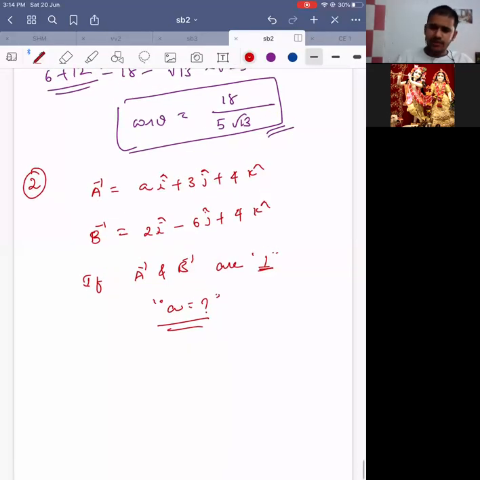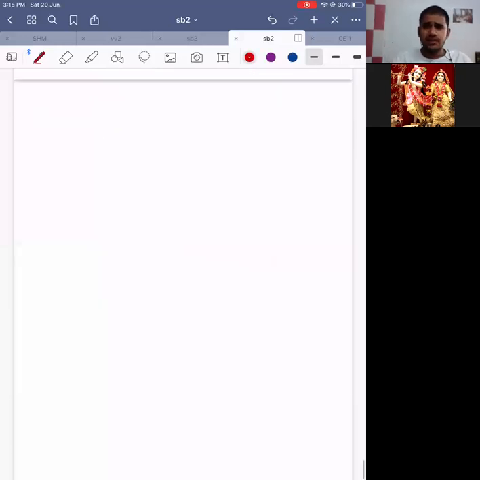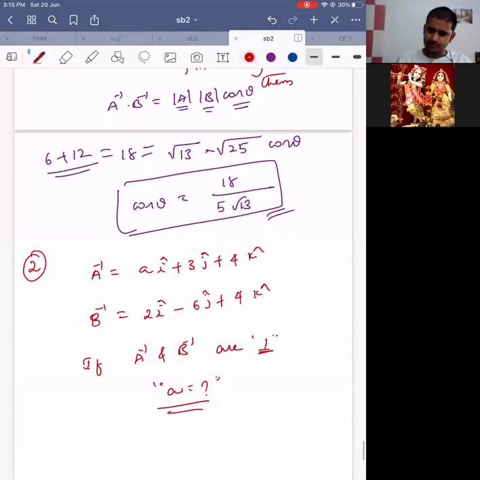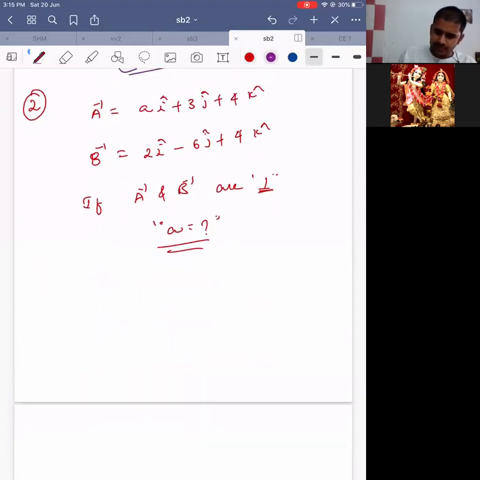So if they are perpendicular to each other, that's nothing but orthogonal. If they are orthogonal, theta is 90 degrees, and cos 90 is equal to 0. First, write a bar dot b bar is equal to ab cos theta. So 2a minus 18 plus 16 is equal to cos 90, which is 0. So a is equal to 1.